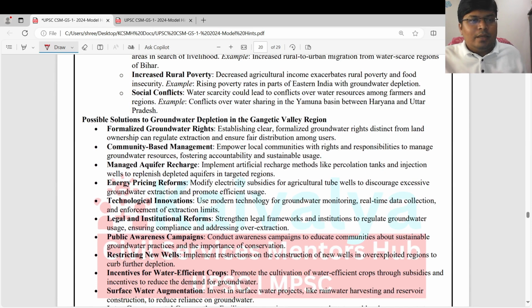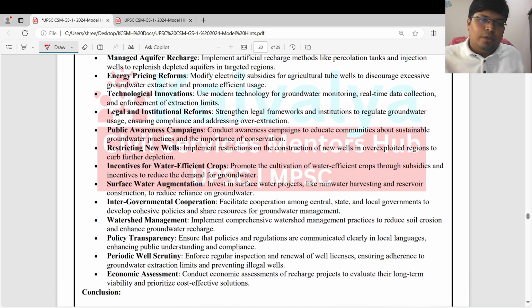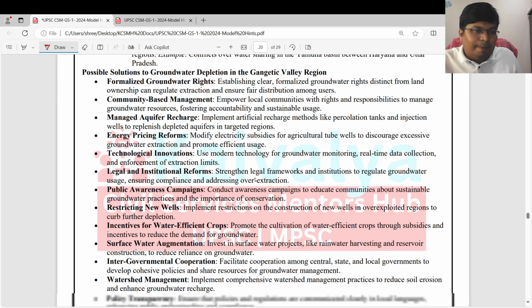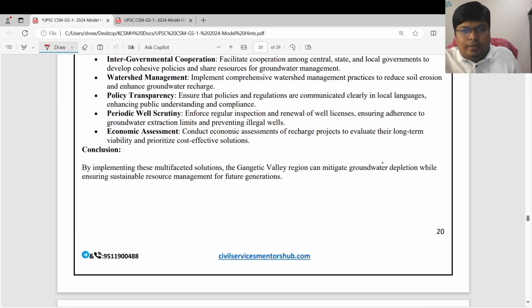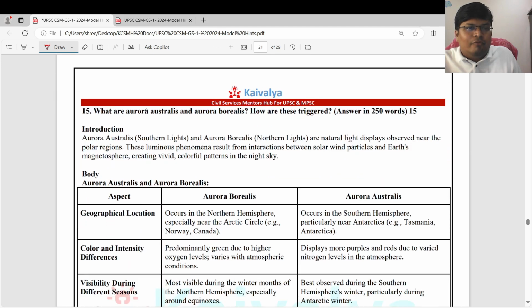And in the last part we have provided the solution for it. I have given more solutions over here, because if you just remember these solutions, you can use them in the context of water scarcity, whether it is in the context of groundwater, or you can say river water, etc., fresh water. Then just conclude. Then aurora australis and aurora borealis.